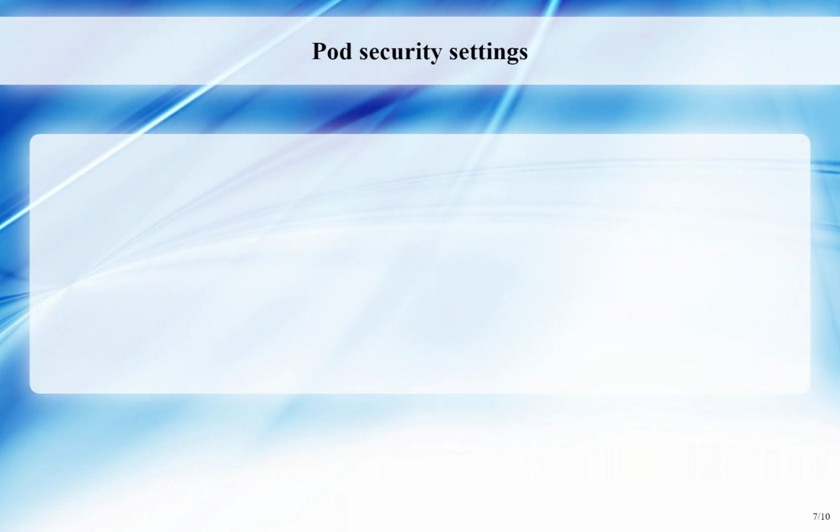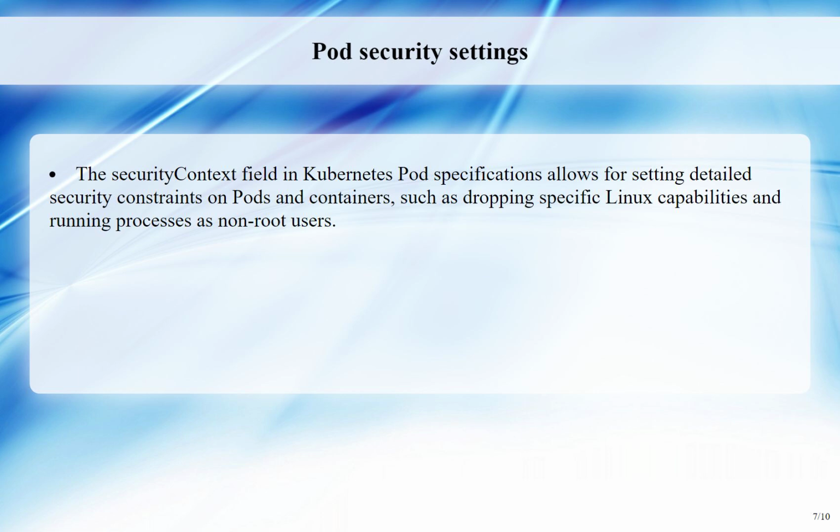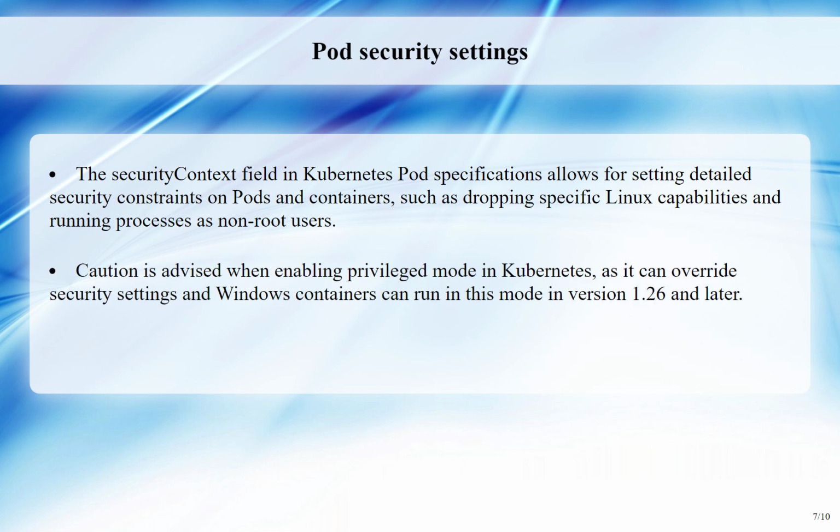Pod security settings. The security context field in the pod specification allows for setting security constraints on pods and containers in Kubernetes. This field provides detailed control over permissions, such as dropping specific Linux capabilities, running processes as non-root users, setting seccomp profiles, and configuring Windows security options. However, caution should be taken when enabling privileged mode, as it can override other security settings.